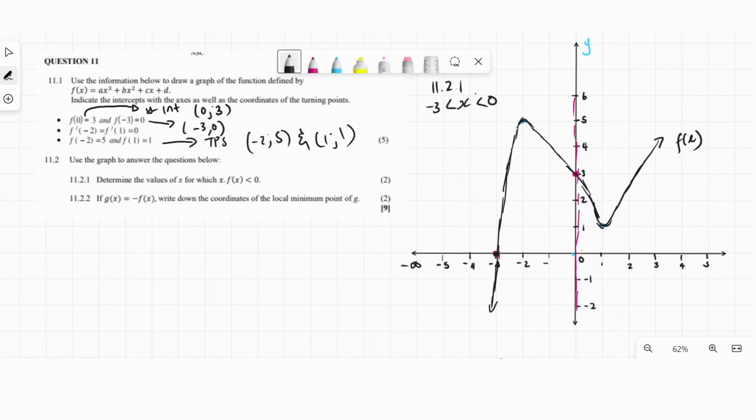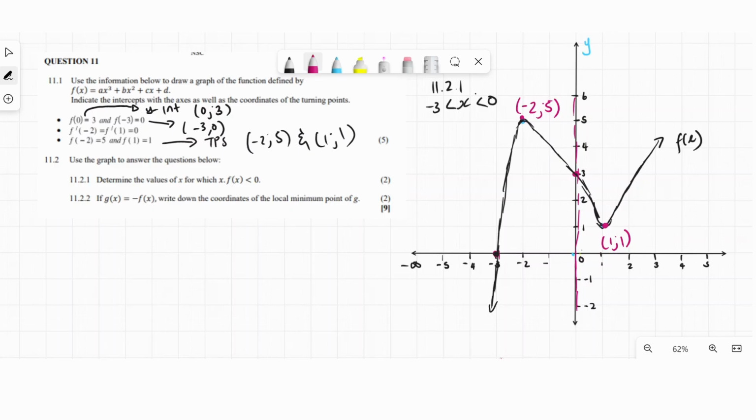write down the coordinates of the local minimum. So what is negative f of x? It basically flips the graph, right? The minimum becomes the maximum and the maximum becomes the minimum. This one is going to go down, so it's going to flip it. Here the coordinates are -2 and 5, right? And here the coordinates are 1 and 1.